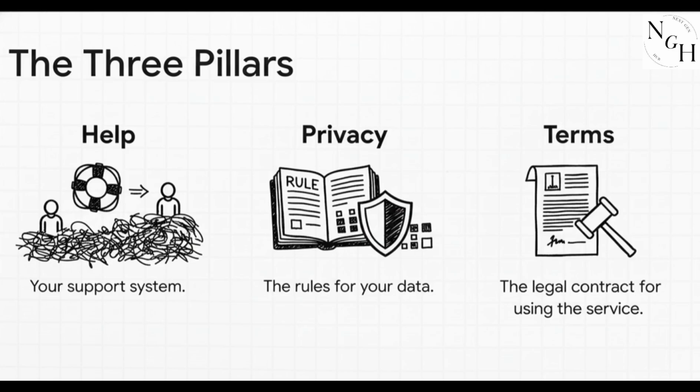So let's quickly break them down. Help is basically your support system when things go wrong. Privacy is the rulebook explaining what happens with your personal data. And terms, that's the actual legally binding contract you're agreeing to just by using the service. 3 small words with a whole lot of gravity.